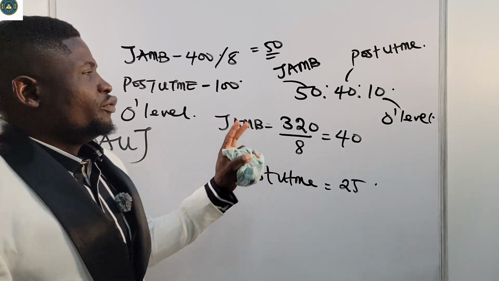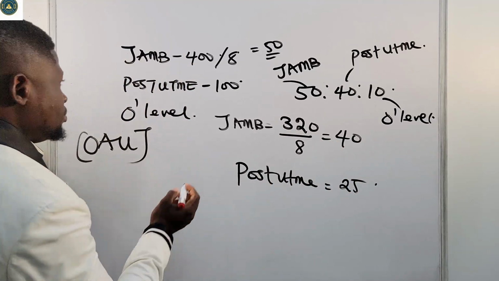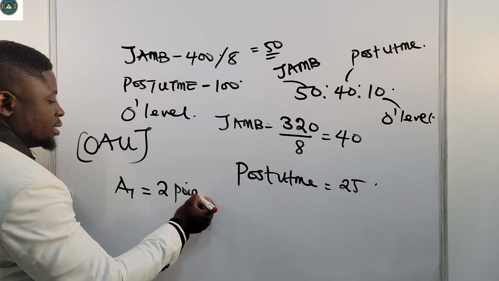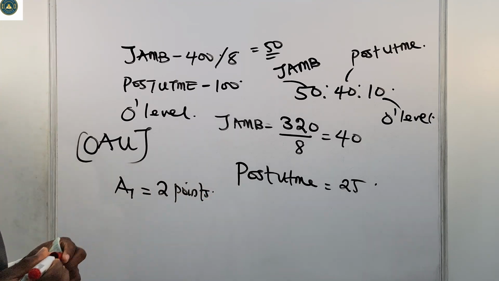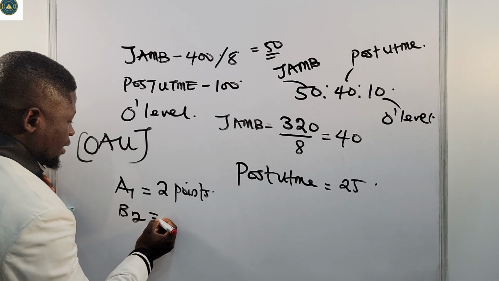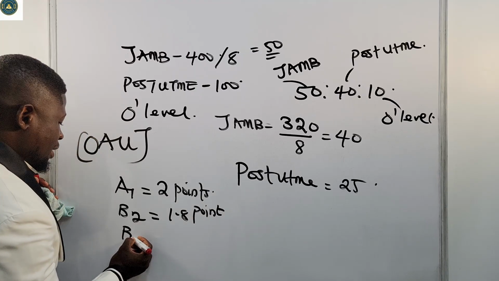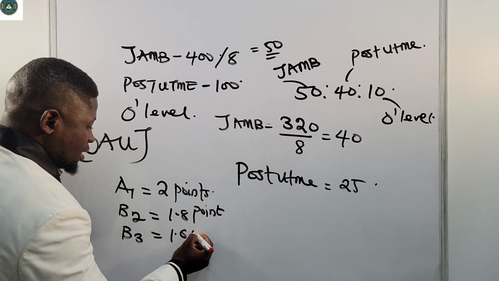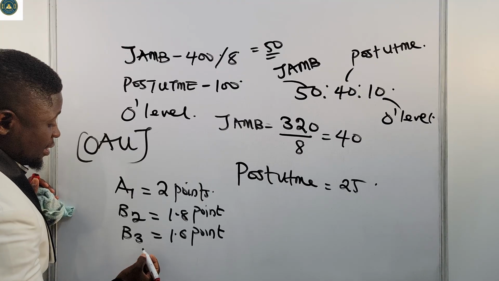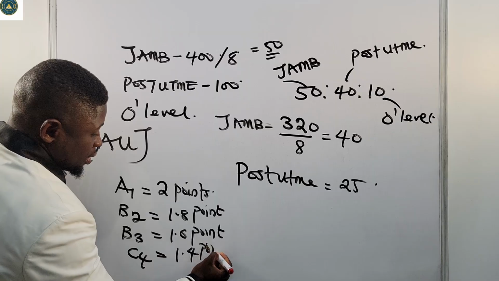All right, so for the O-level grading, this is how OAU grades the O-level. If you have A1, you're going to have 2 points. If you have B2, you're going to have 1.8 points. If you have B3, you're going to have 1.6 points. After B3 is C4. I'm going to have 1.4 points.